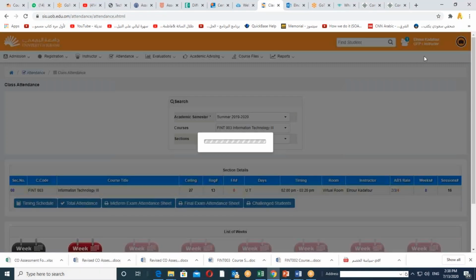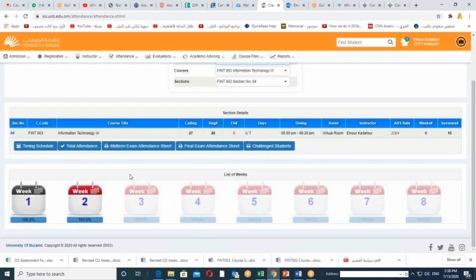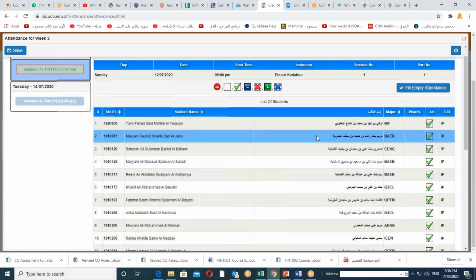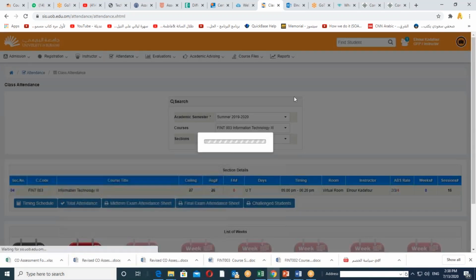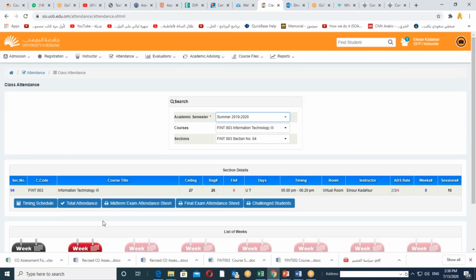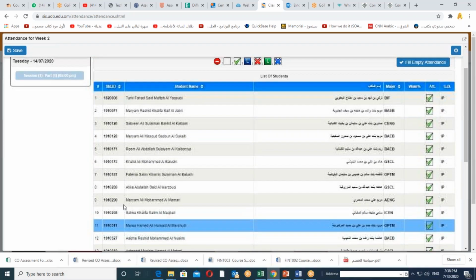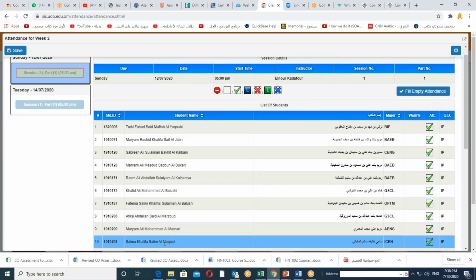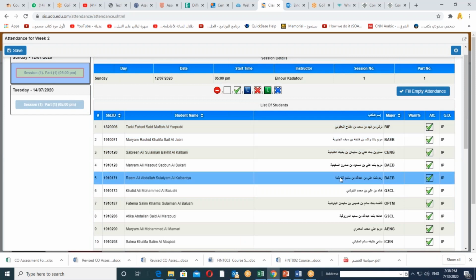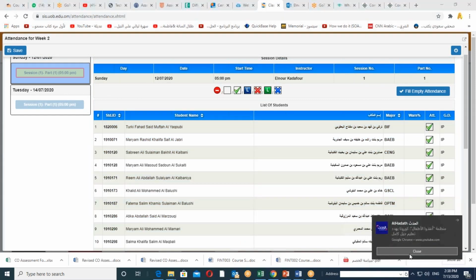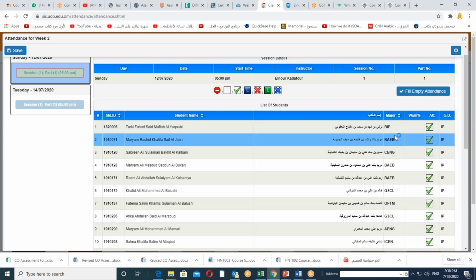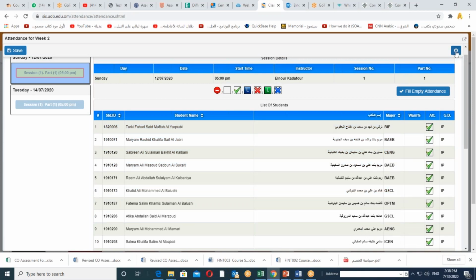We are in section 4. Okay, let us consider any table. Under the student ID, because it is an organized way, all the student IDs are in one column, all the student names in English in one column, all the student names in Arabic in another column. In this way, the major will be somewhere here. Yes, so this is an organized way.